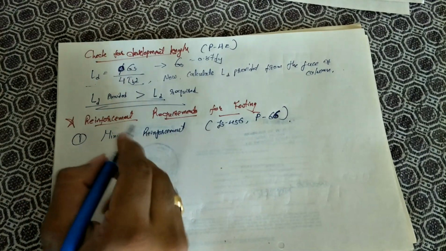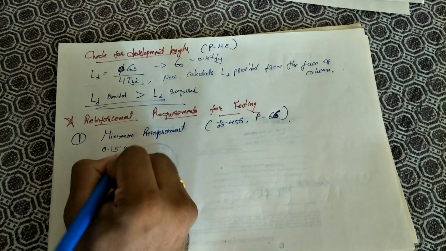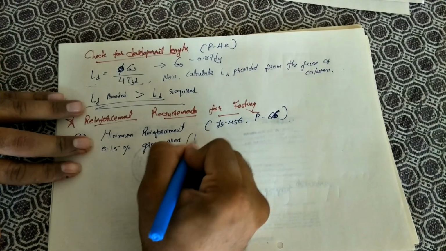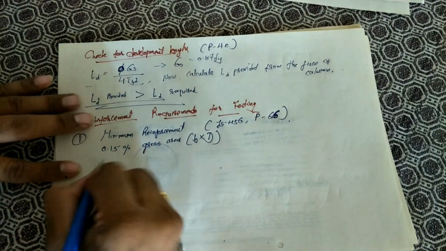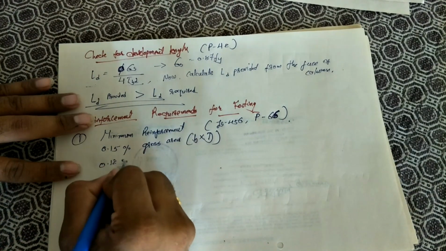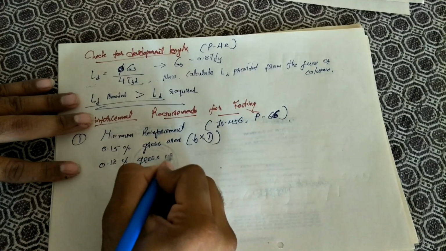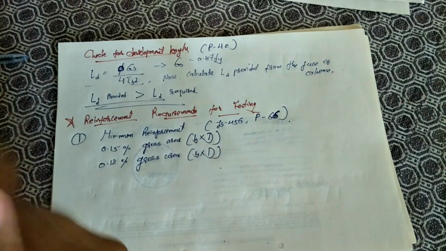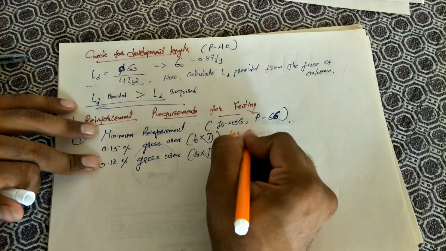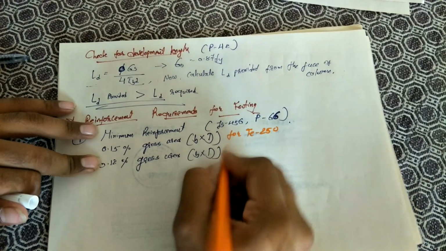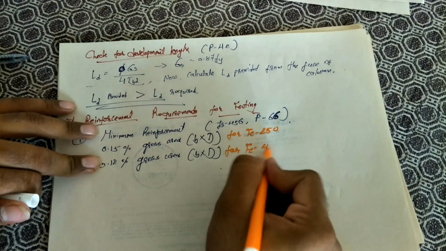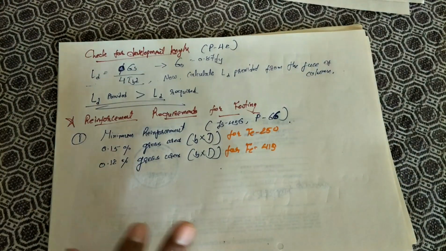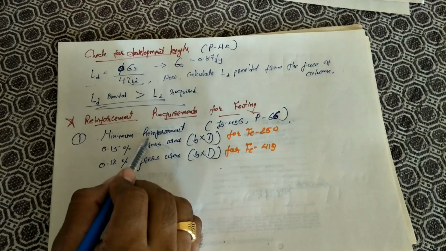So minimum reinforcement is 0.15% of your gross area, where gross area is capital B into capital D, and 0.12% of gross area for Fe 250, and this is for Fe 415, same as it is in your slab. Now this is your minimum reinforcement requirement.